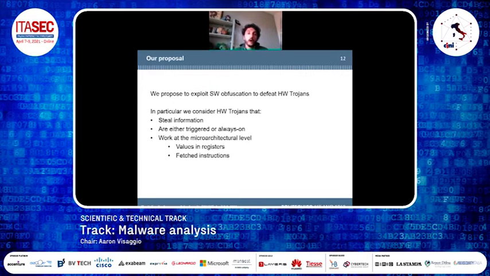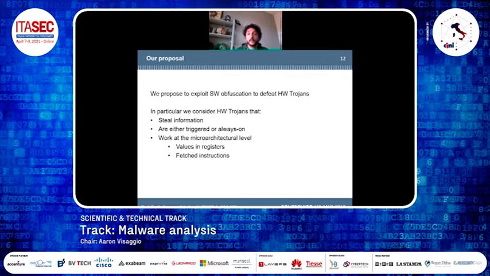So what about our work? What we wanted to do is to exploit classical software manipulation, classical software obfuscation at the assembly level, to try to make life hard for hardware Trojans, in particular hardware Trojans that try to steal information from our microprocessor while the software is running.